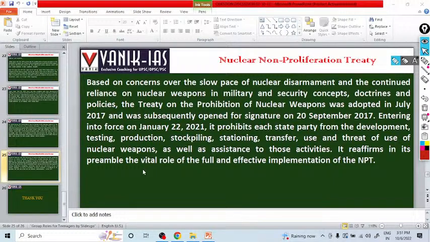But the NPT till date is the most successful treaty to check the spread of nuclear weapons and nuclear weapon technology. Signed by the global community, except for some countries, it is well accepted, and 193 countries of the United Nations membership have signed this agreement.